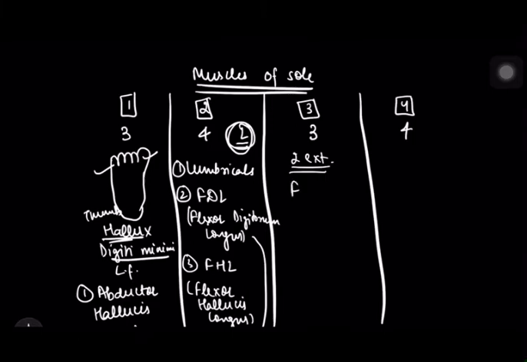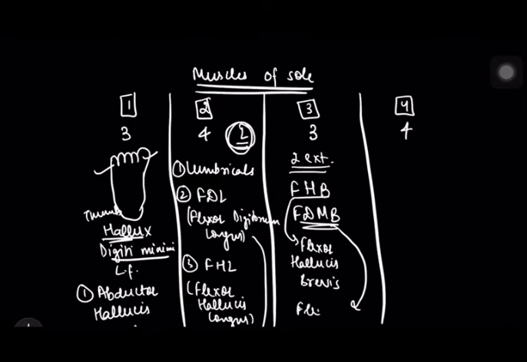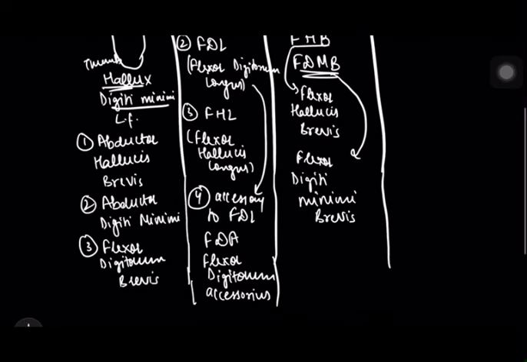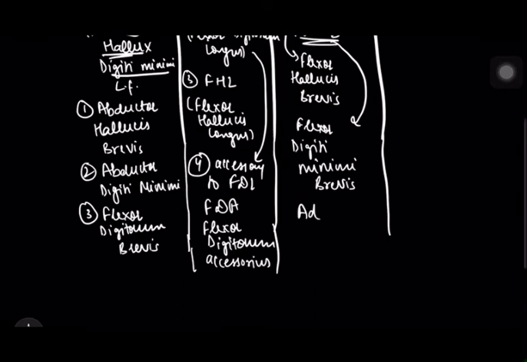is flexor hallucis brevis, and one related to the little finger, flexor digiti minimi brevis. Okay, this is flexor hallucis brevis, and this one is flexor digiti minimi brevis. Apart from it, now we have one more muscle for the third layer, and that is adductor. This one is an adductor hallucis.